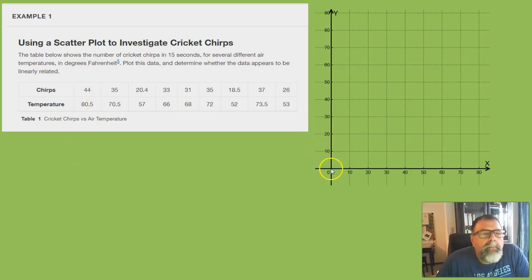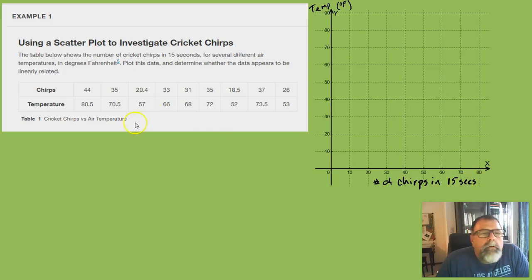Okay, so on the bottom, we're doing temperature. No, y is going to be temperature. So this is our temp in degrees Fahrenheit. And then this will be the number of chirps in 15 seconds.